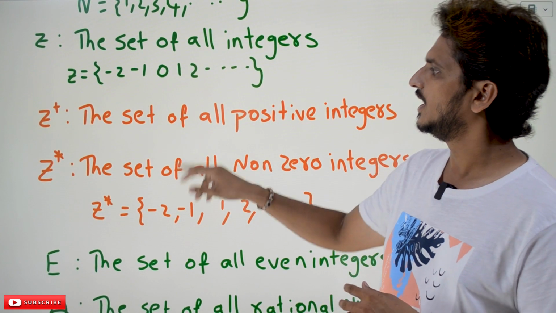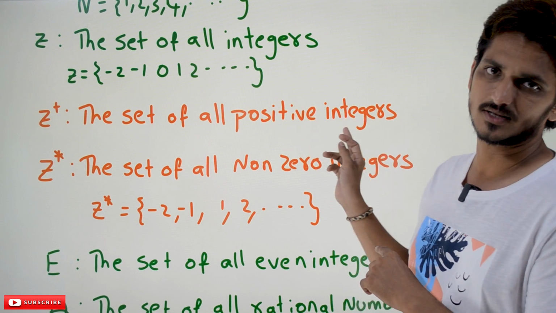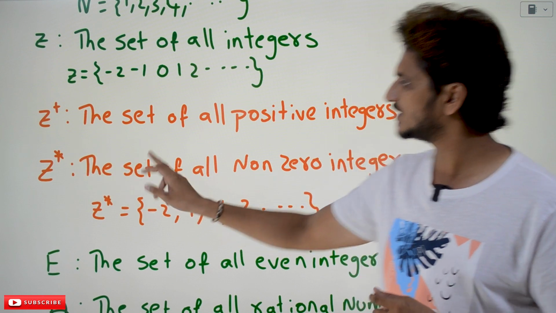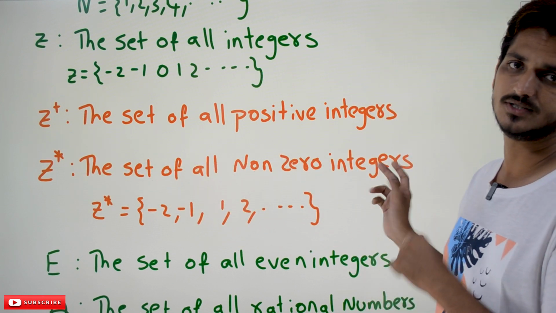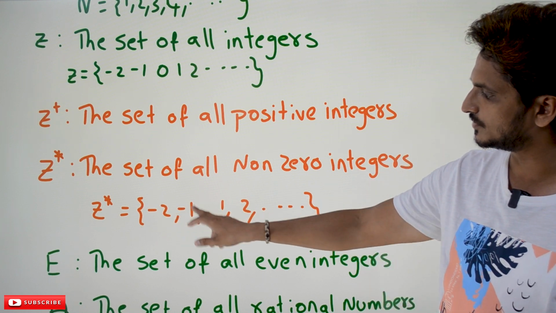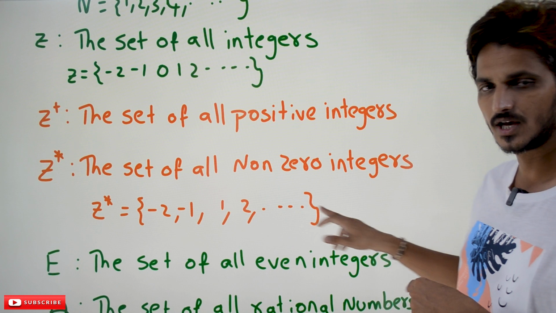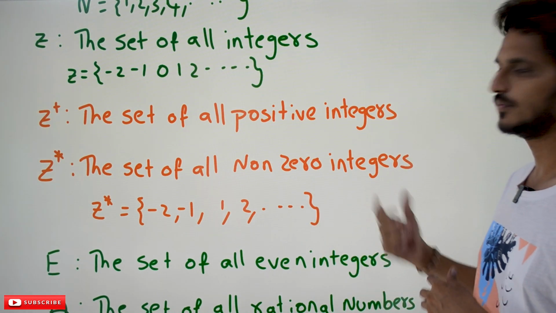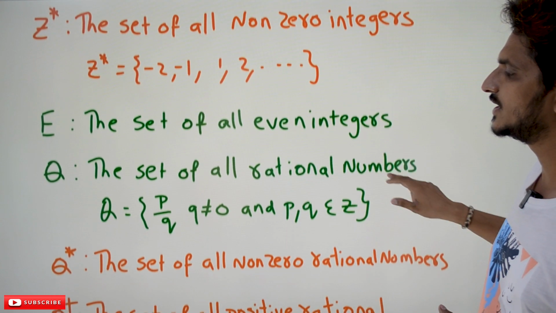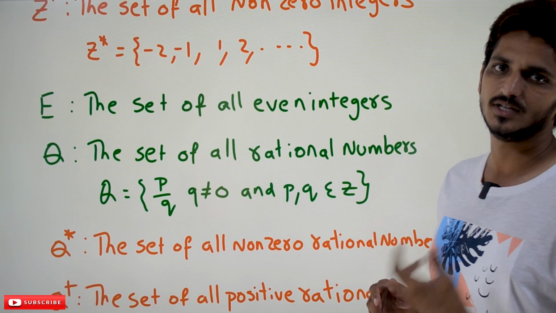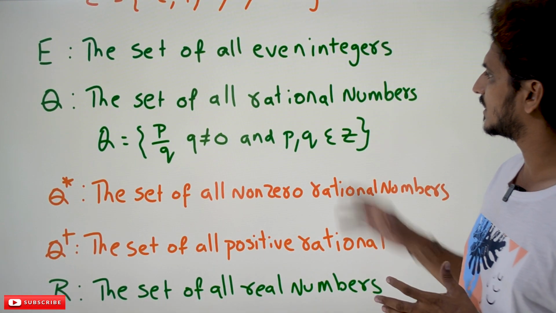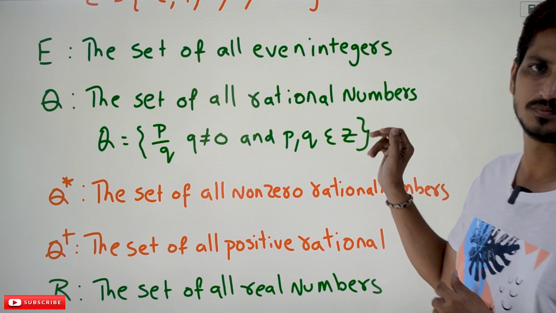Z plus means the set of all positive integers. We take only positive integers in Z plus. Z star means the set of all non-zero integers, that is, minus infinity so on up to minus 2, minus 1, except 0, the remaining all positive integers up to positive infinity. This is what Z star means. Now the next one is E. The set of all even integers is considered as E. Similarly, Q. The set of all rational numbers, we call it Q.